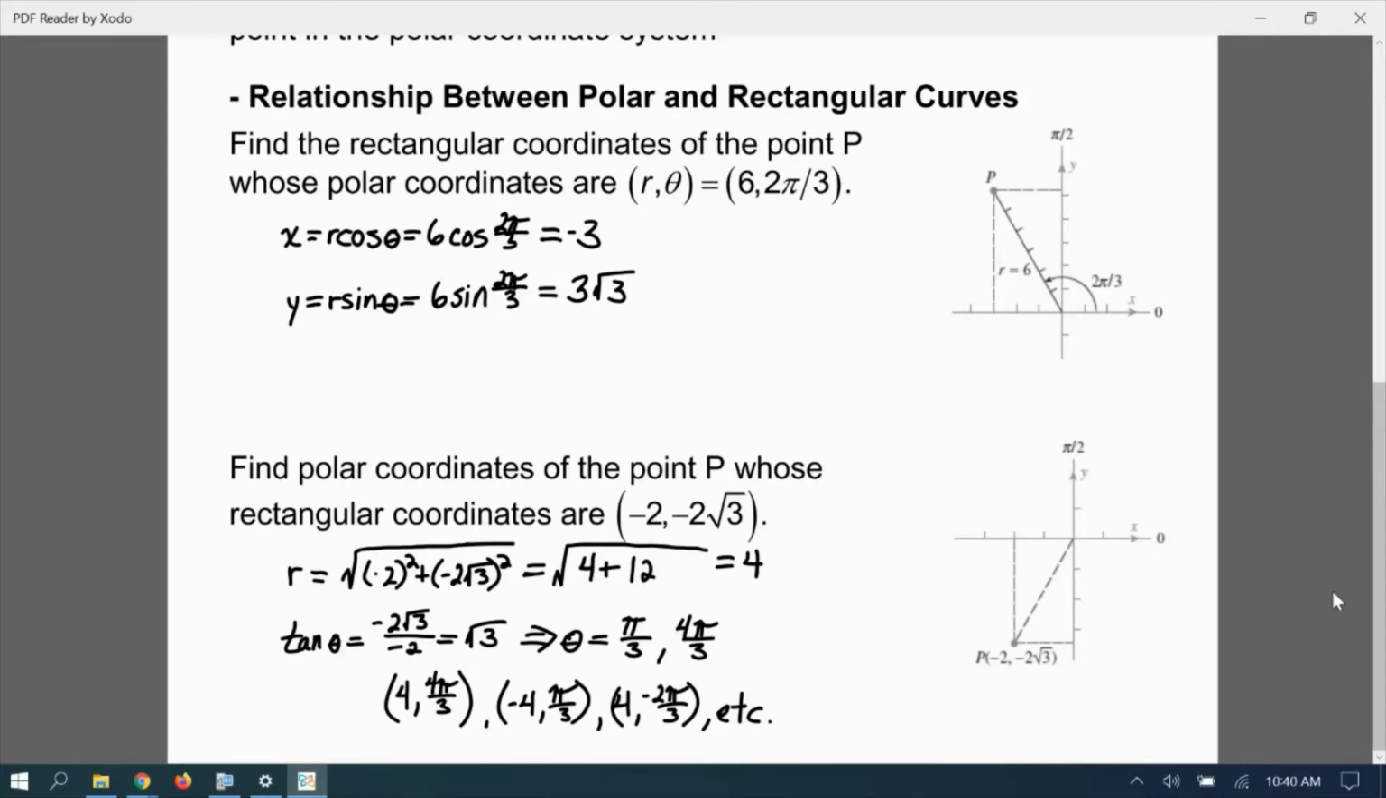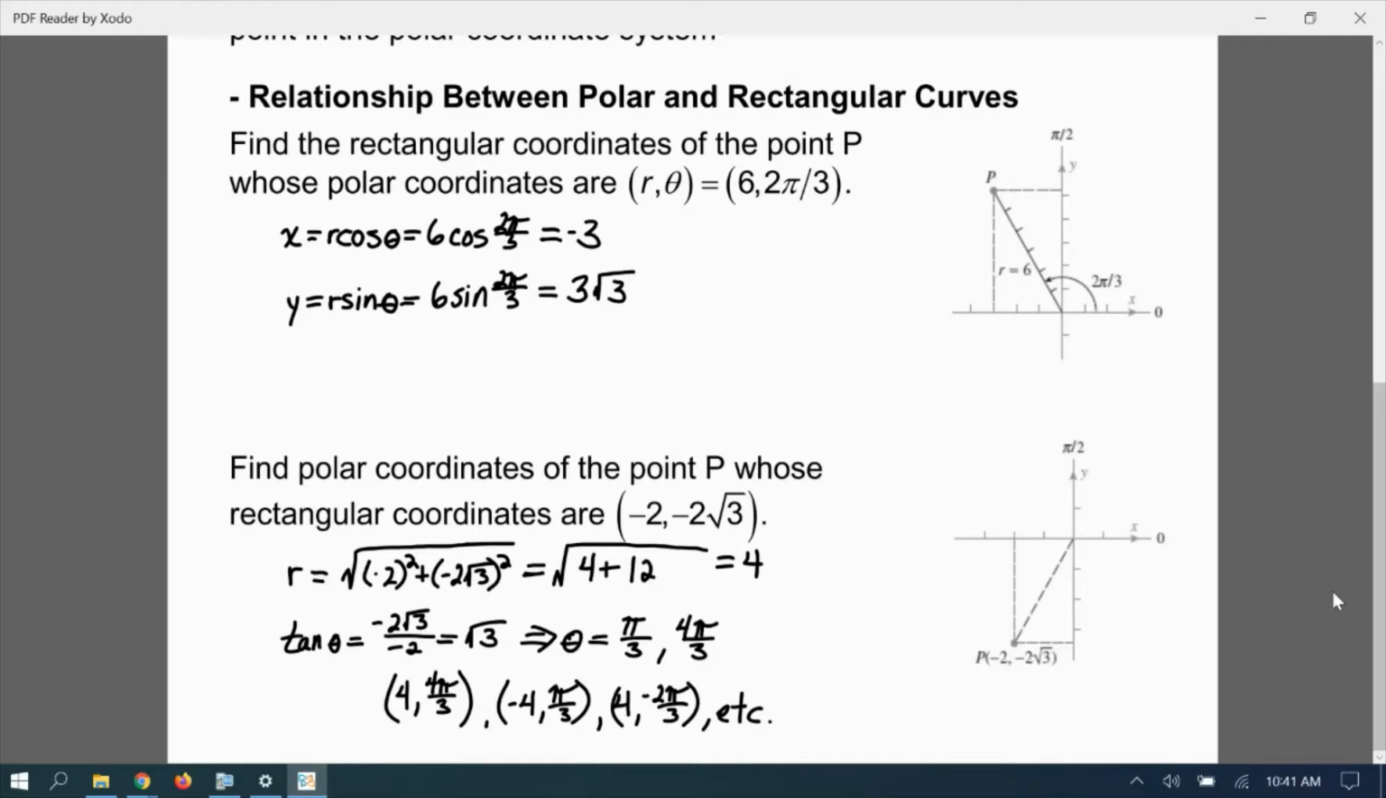So with my solution, I wrote it in a few ways. I did 4, 4 pi over 3. But also, I could say, okay, well, it's pi over 3, but now I'm going to measure in the opposite direction. When I see a negative r value, that means instead of measuring out away from the pole in the direction of that angle, you go in the opposite direction.